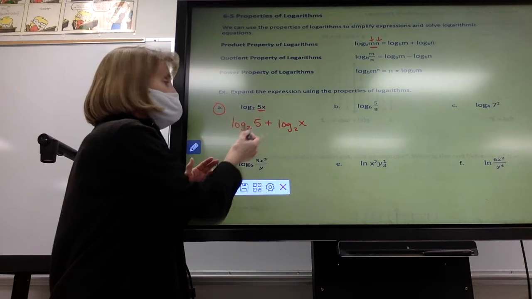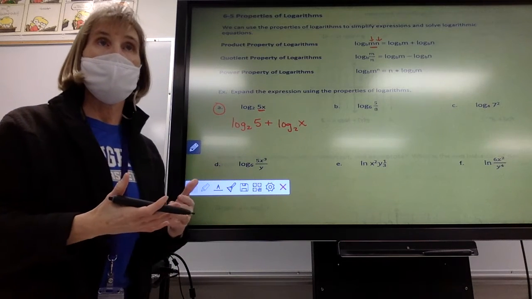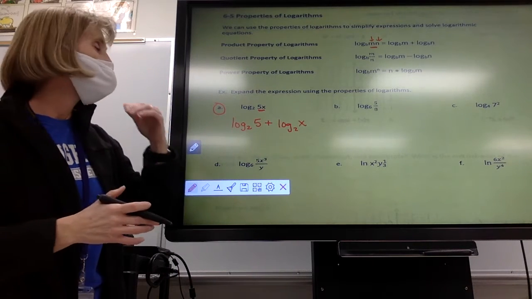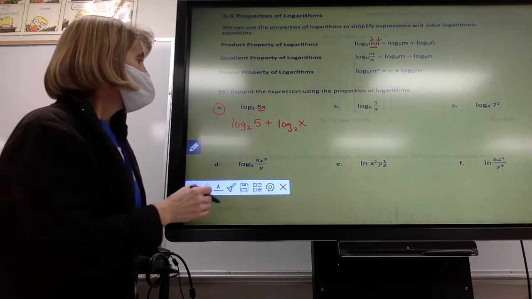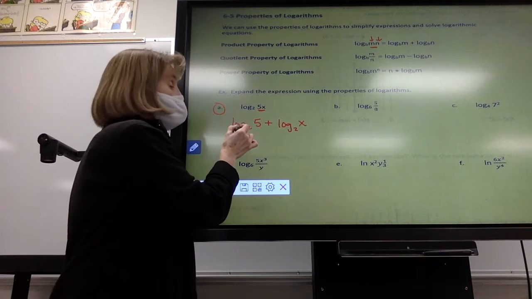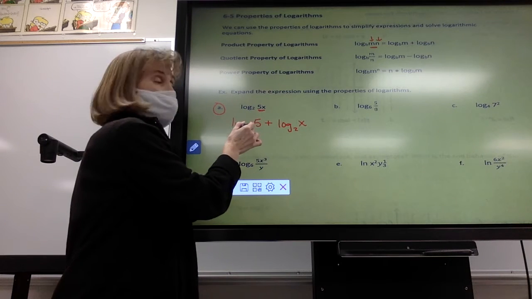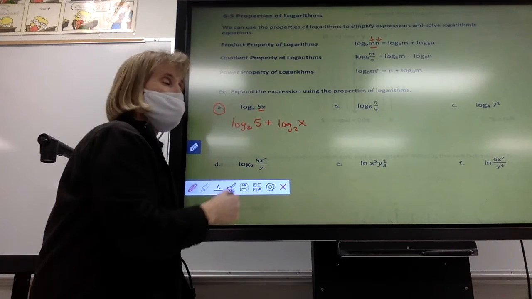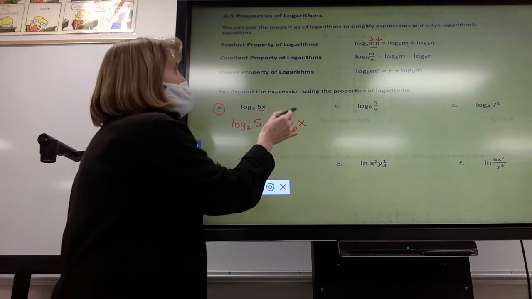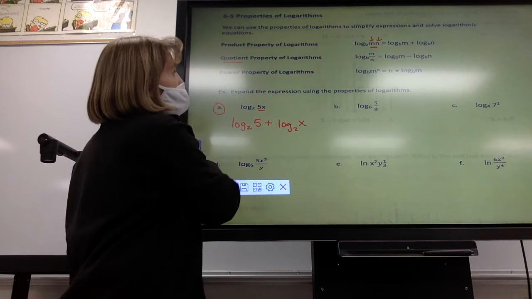Now how this would help us down the road is we've evaluated figures like 2 to what power equals 5. Well, that's going to come out as a decimal. Later in this unit we will show you how to do that. But if this was something that I could evaluate, like maybe log base 2 of 16, then I would know that that value is 4, and I can put that in.